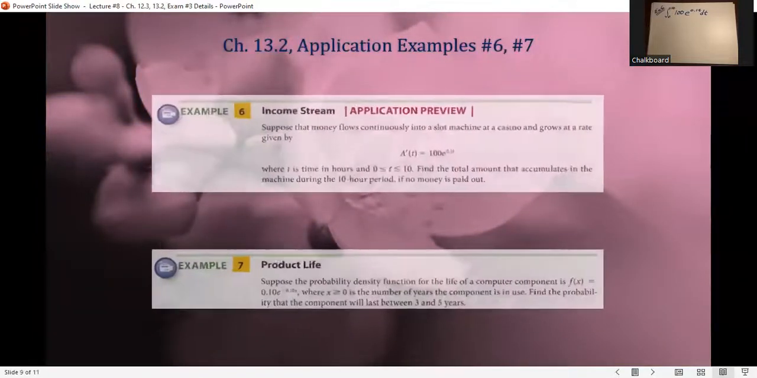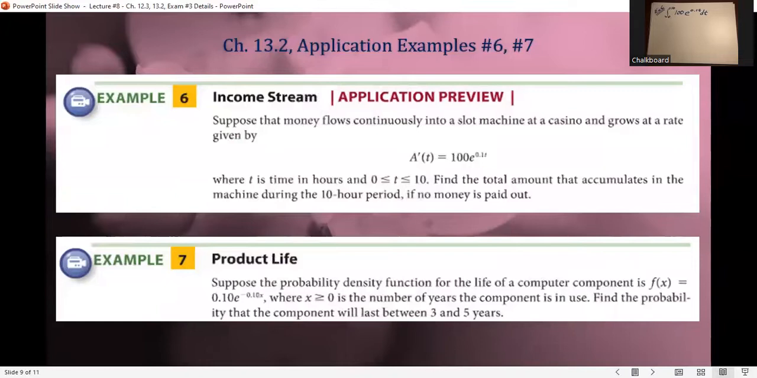Okay, so we got two more examples, and both of these examples are applications examples. In these applications examples, we have the specific case of applying limits and the fundamental theorem of calculus. So for part 6, it says, suppose that money flows continuously into a slot machine at a casino and grows at a rate given by the formula you see here. And we have a formula where t is the time in hours and 0 less than t less than 10. That means t goes from 0 to 10.